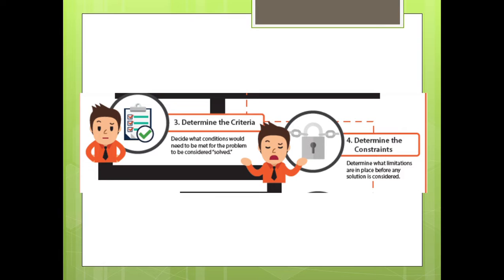For number 3, the criteria, you need to specify the things that you have to focus on, the most important aspects that need to be solved in order to consider the problem solved. And determine your constraints: you need to determine what limitations you're going to have once you start working. Because if you take them into consideration, you can also make action plans in order to avoid them or to solve them during the process.